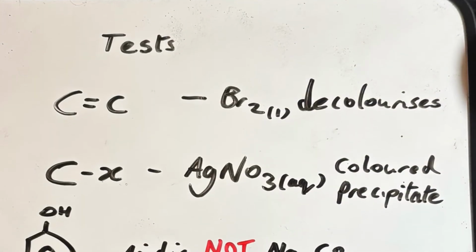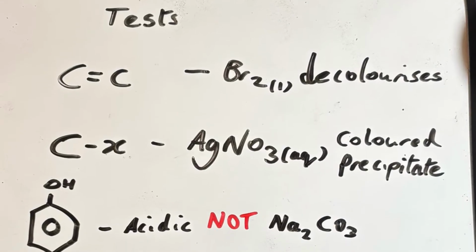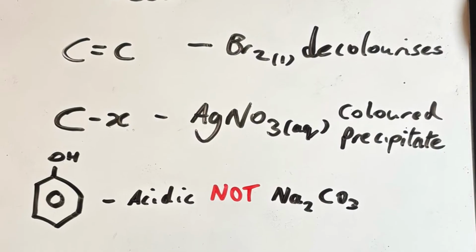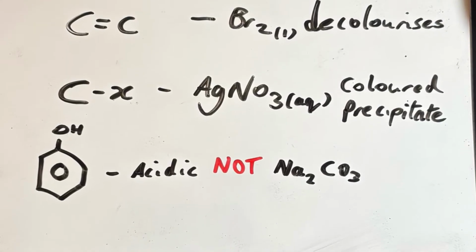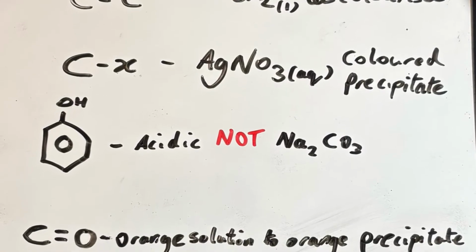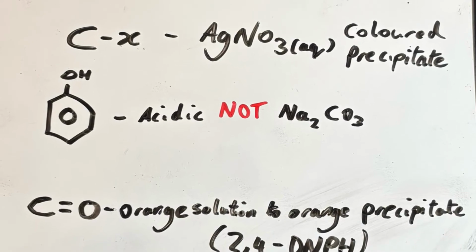You need to know your qualitative analysis tests. So carbon-to-carbon double bond, obviously bromine water decolorizes from orange to colorless. Haloalkanes, you can use silver nitrate and it forms a colored precipitate. Phenol is acidic, but it doesn't react with sodium carbonate because it's not that acidic.